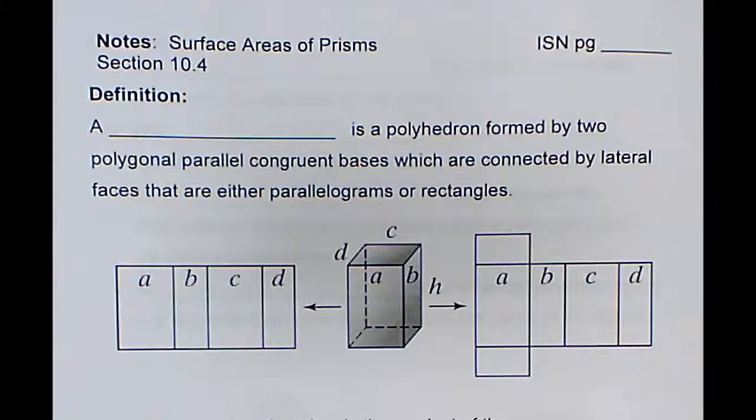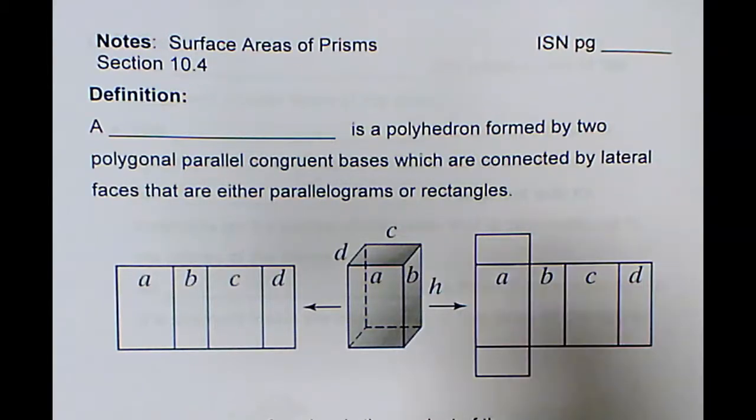Hi everyone, today we're going to talk about the surface area of prisms. So when we talk about surface area, we're talking about the area of all of the surfaces. So in a three-dimensional figure, there are a lot of surfaces, and so we need to find the combined area of them. That's the surface area.